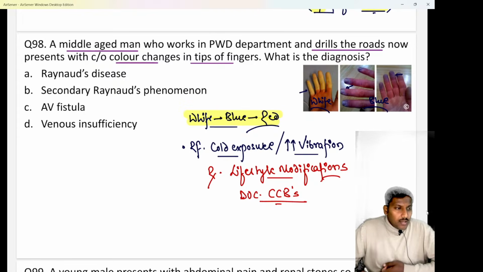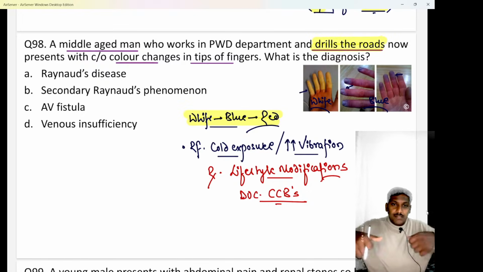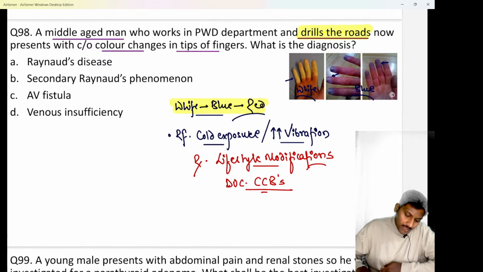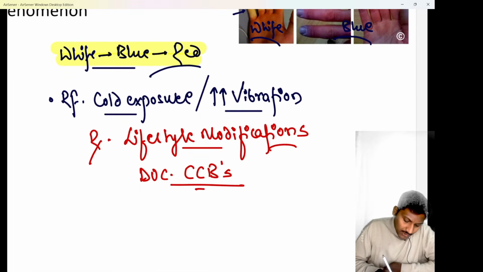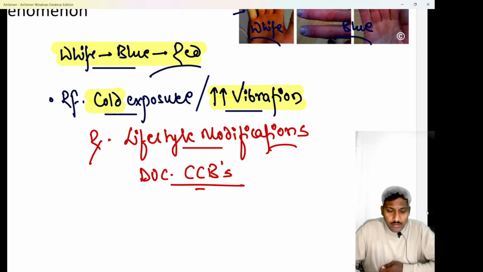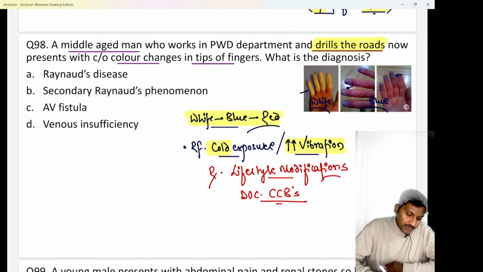Now let me know what is the cause. The important risk factor over here is drilling the roads. As the person drills the roads, there is prolonged vibration, and due to that the patient may develop this problem. So two important risk factors for this condition are cold exposure and prolonged vibration. We know this is nothing else but a case of Raynaud's phenomena.